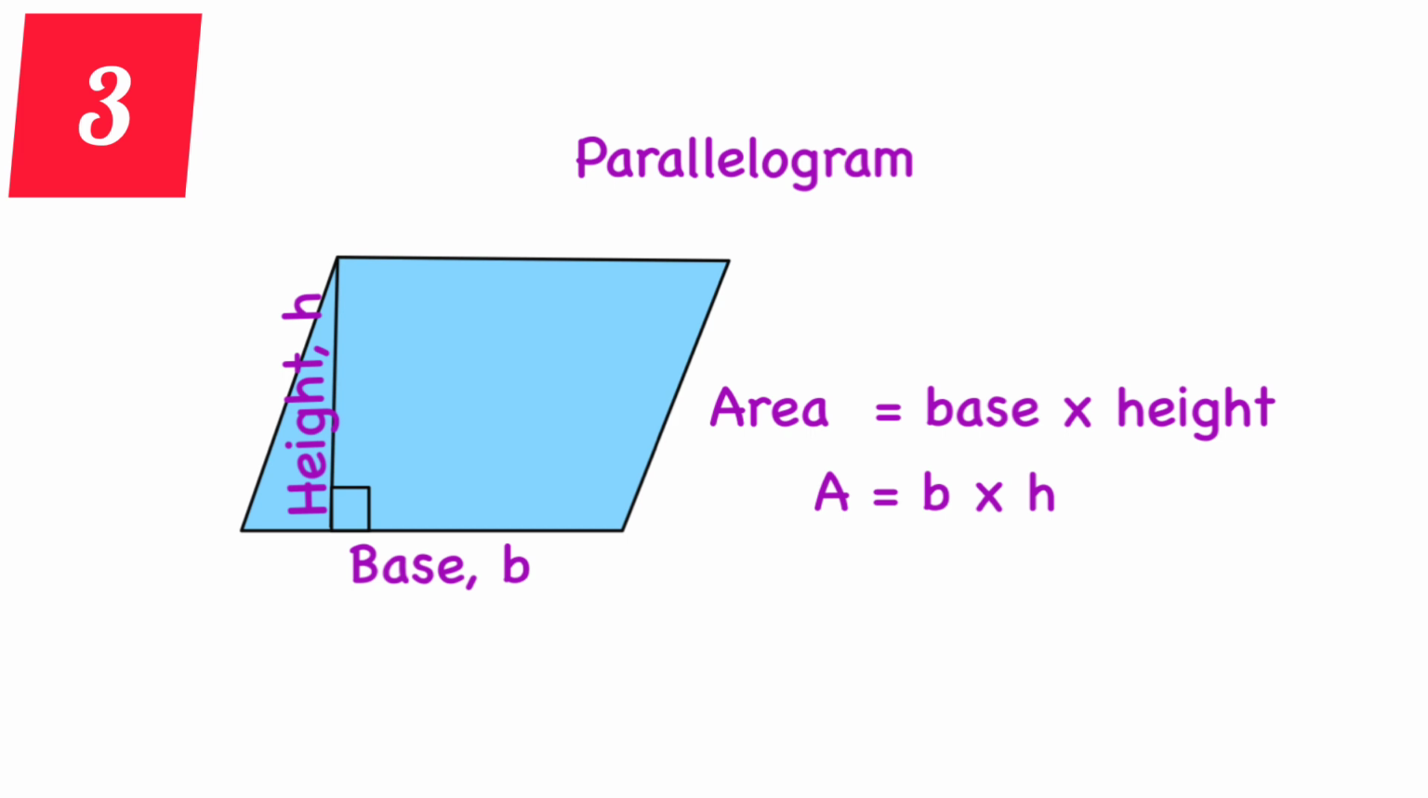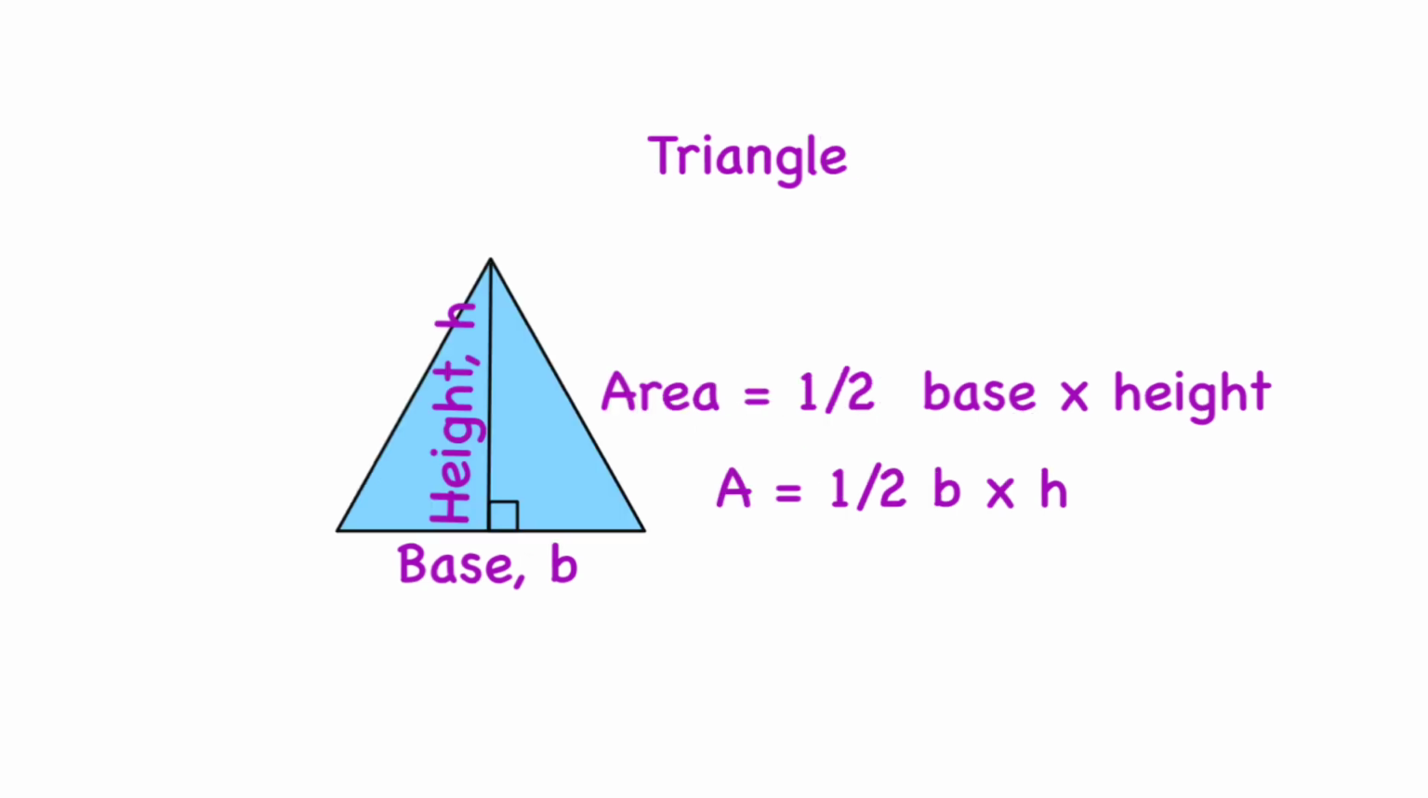The area of a parallelogram is the product of its base and its height, where one of its parallel sides is taken as its base and the perpendicular distance between the two parallel sides is its height. The area of a triangle is half the product of the length of its base and height. Note that a triangle is half a parallelogram.